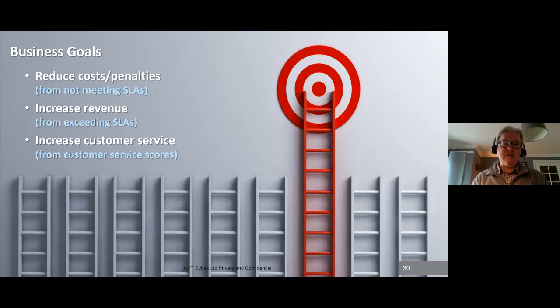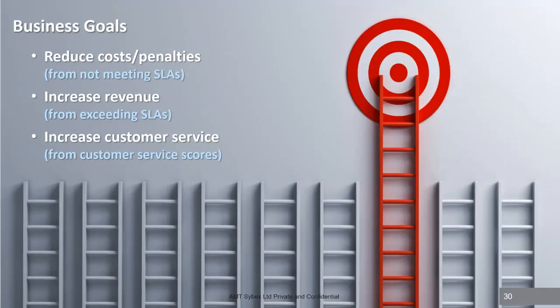So really, just in summary, the goals that we're trying to achieve with the interruption to supply module are to reduce the costs or penalties that we have in place from not meeting our SLAs, to increase the revenue that the DNOs have from exceeding their SLAs, and really to increase the customer service that is expected of the DNOs, and make sure that customers are kept happy with a very good service.